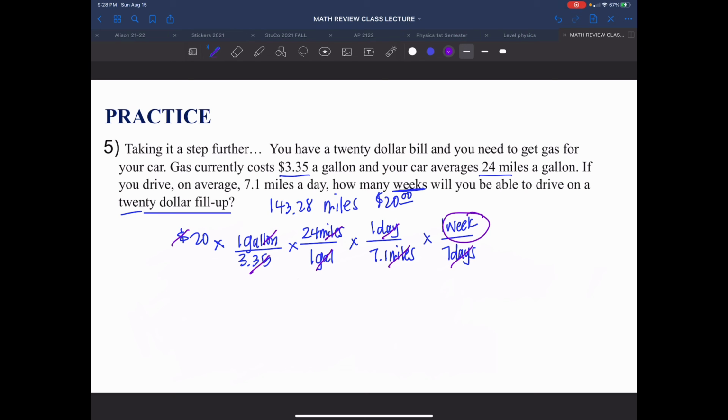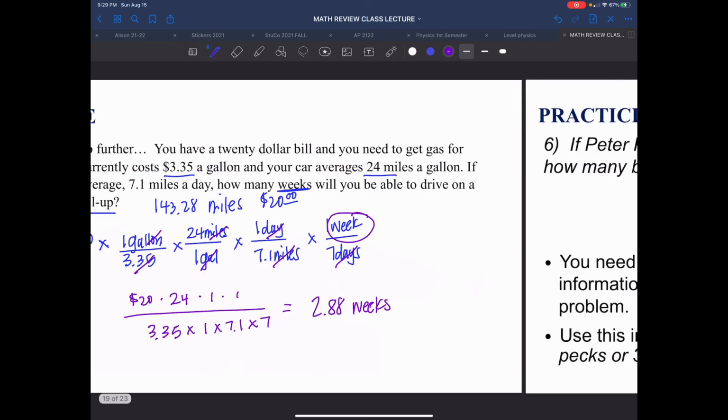Yes. Okay, so I'm going to multiply. 20 times 24 times 1 times 1 times 1, divided by 3.35 times 1 times 7.1 times 7. What do we get? 2.88 weeks on $20. Hey, you're probably even able to do more than that because gas is not $3.35. Okay, last one together. We're going to hold off on the double dimensional analysis till tomorrow.